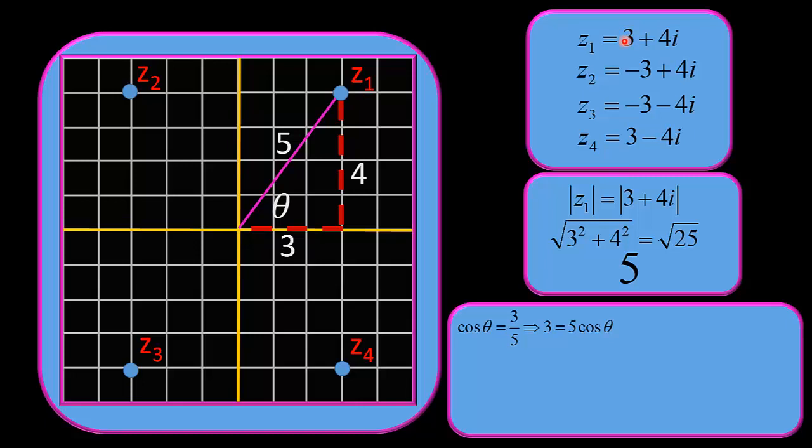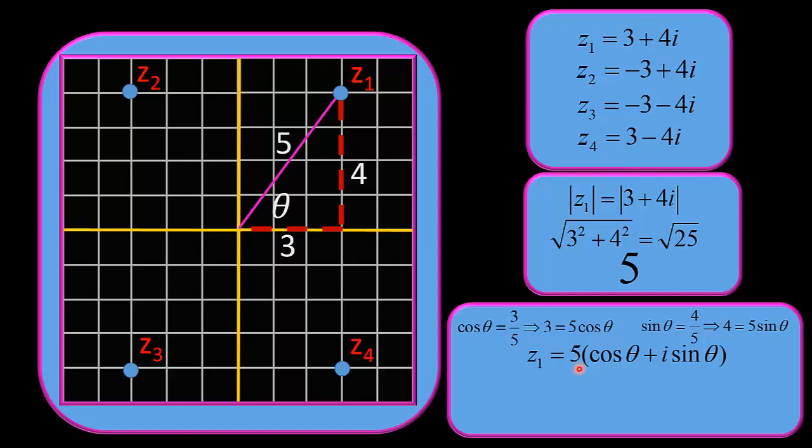Likewise, we can do the same thing for sine. Sine is opposite over hypotenuse. With a little bit of algebra, multiplying by 5, we get 4 equals 5 sine theta. So I can replace the 4 with 5 sine theta, and look what that gives us. That means I can rewrite this complex number. Instead of 3 plus 4i, I can replace the 3 with 5 cosine theta, the 4 with 5 sine theta, and then notice I just factored out the 5.